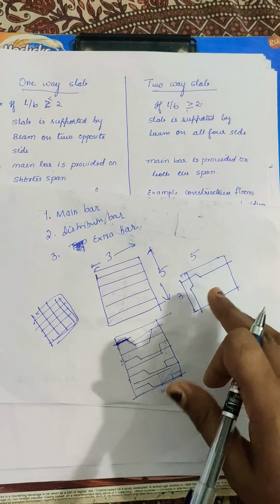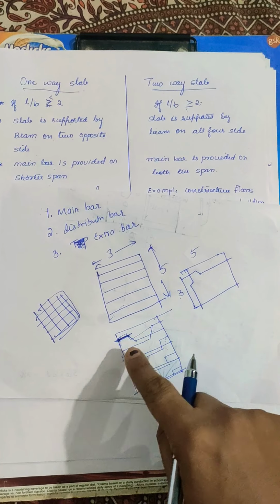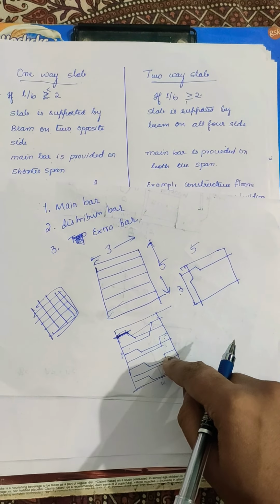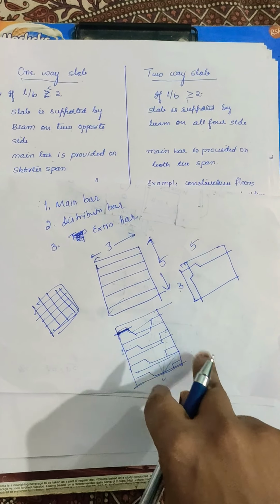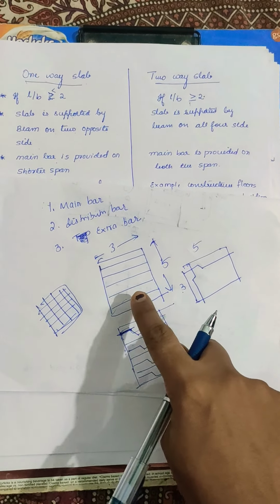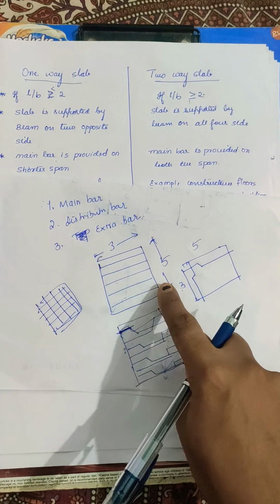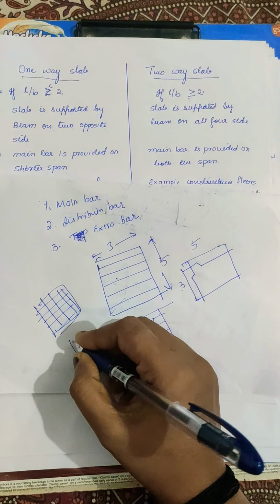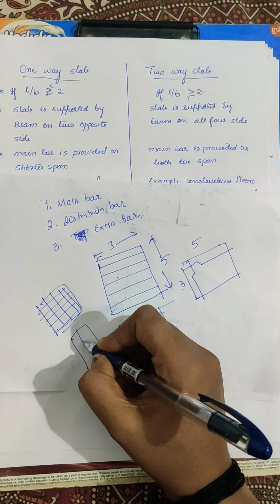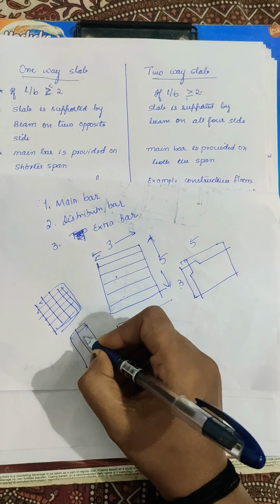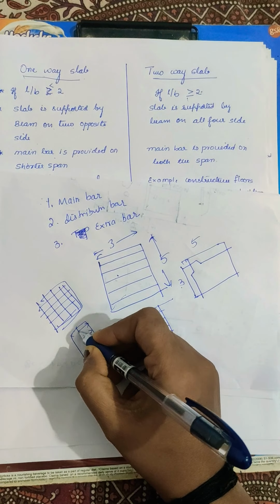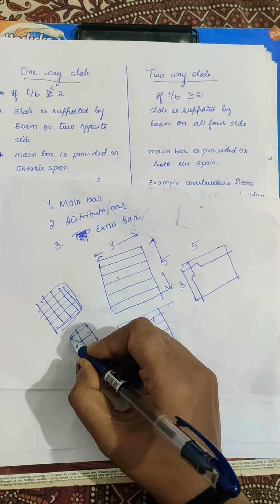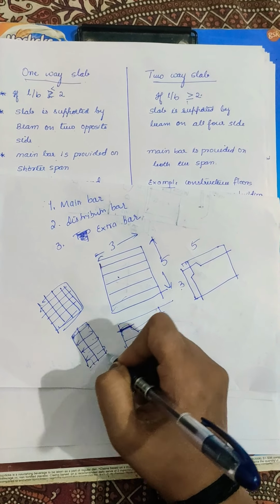So what is the reason that the main bar is provided in the shorter direction in case of a one-way slab? Because load distribution takes place on both of the opposite sides, as the slab is supported by two beams in opposite directions. When you divide this slab, it becomes two rectangles, and the load distribution will be in this manner. Hence the main bar will be provided in this shorter direction.